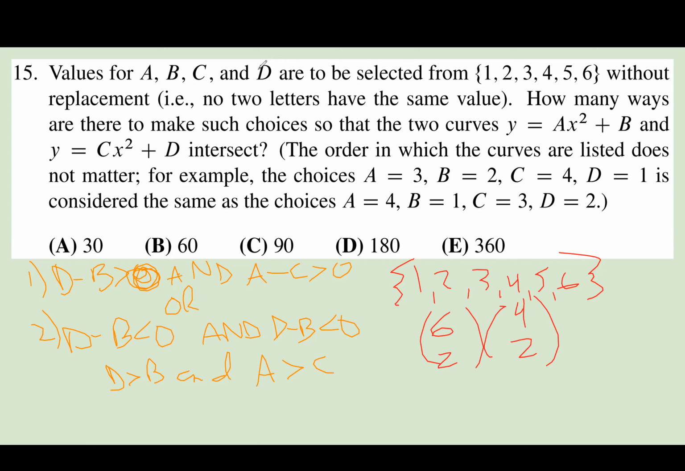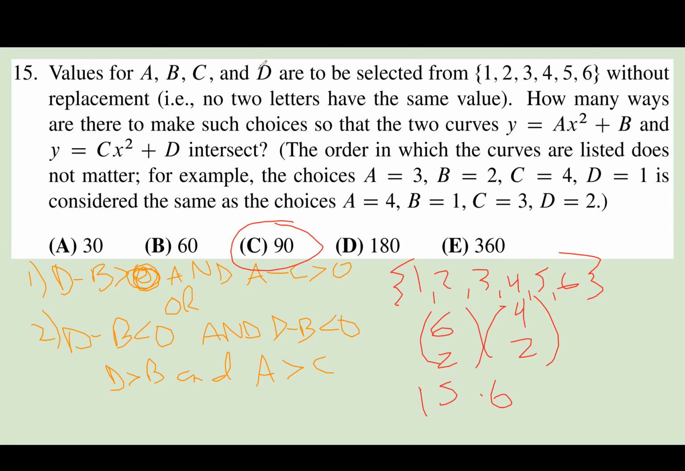So by doing 6 choose 2 times 4 choose 2, that should give us the number of ways to pick basically a, b, c, and d, right? 6 choose 2 is 3 times 5, 15. 4 choose 2 is 2 times 3, 6. 15 times 6 is 90. So the answer is C.